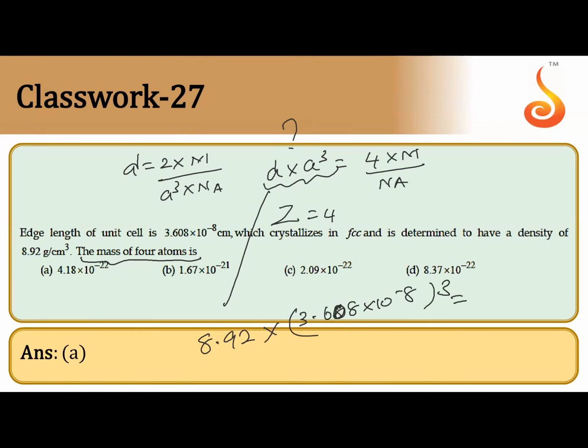If you calculate, you will get Z into M by NA, which is equal to the mass of 4 atoms, because Z equal to 4. So calculate this value. You will get 4.18 into 10 power minus 22, the mass. So option A is correct.